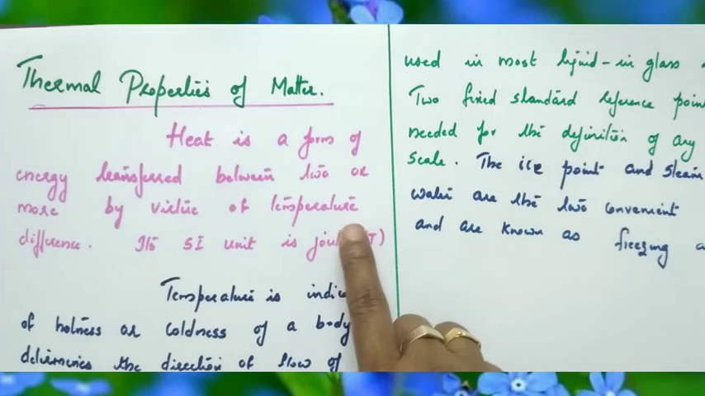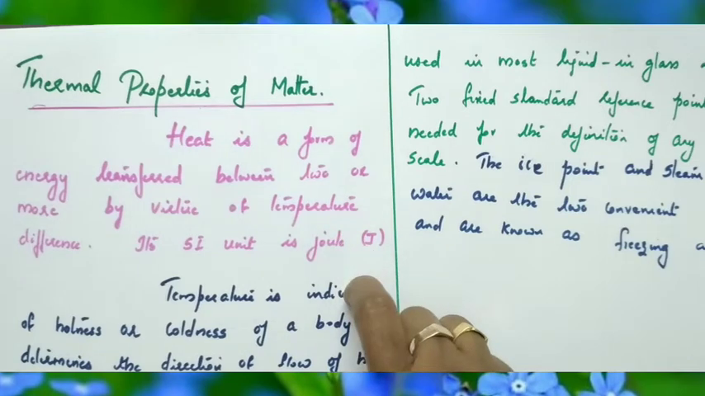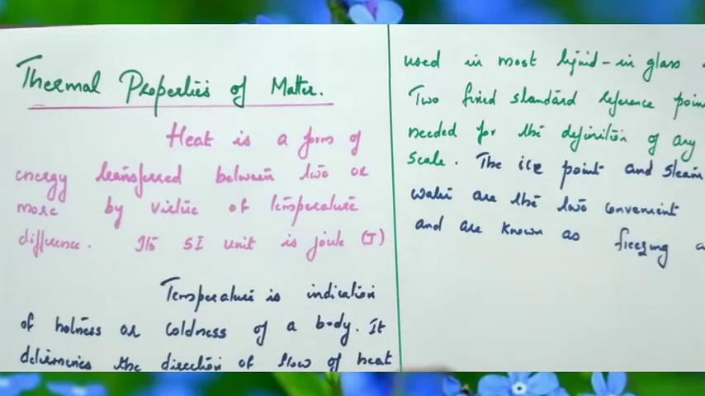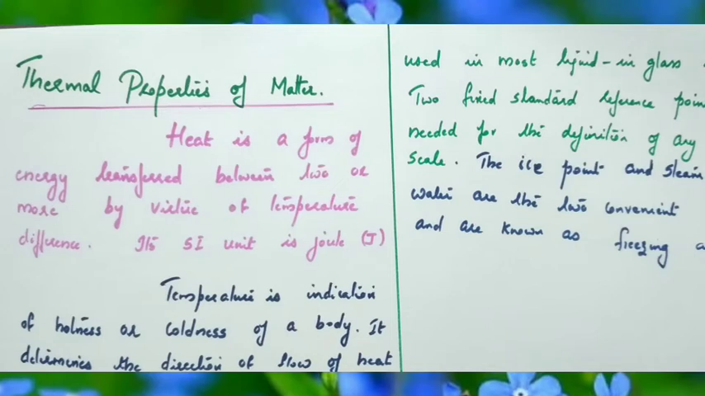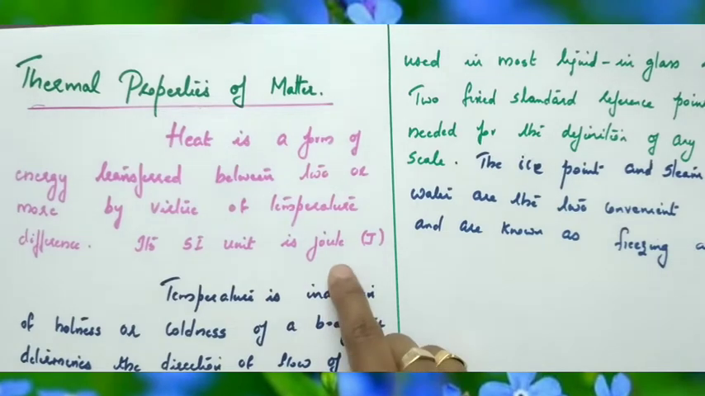Heat is a form of energy transferred from one body to another by virtue of temperature difference. If there is any temperature difference between two objects, heat flows from one body to another, and heat flows from the body at higher temperature to the body at lower temperature. And the SI unit of heat is Joule.